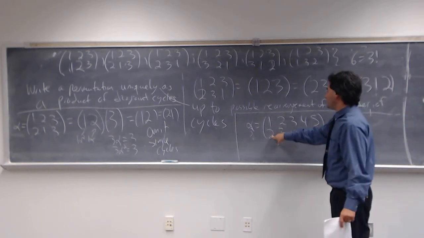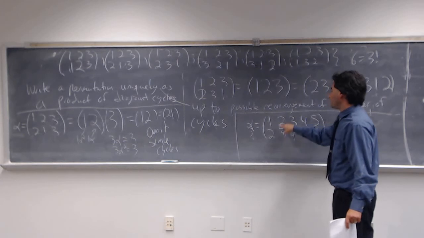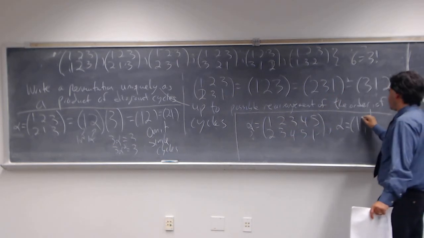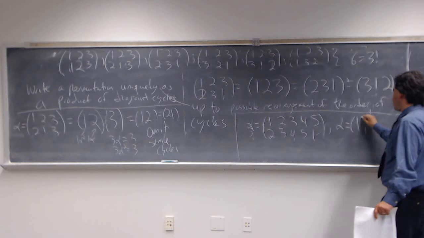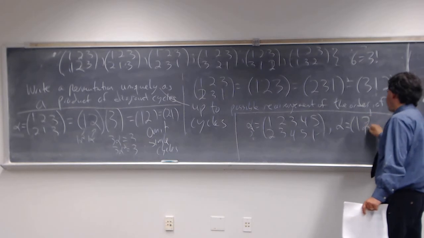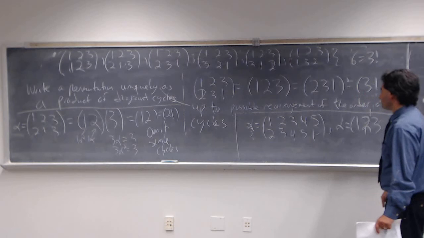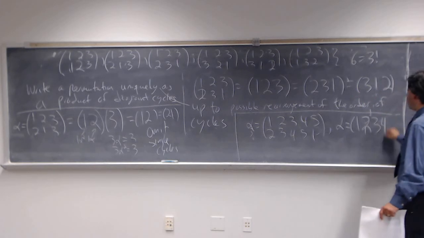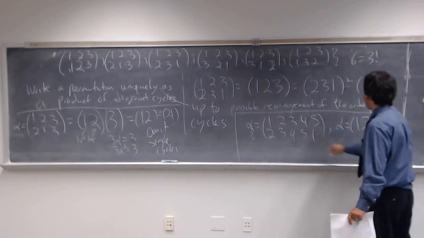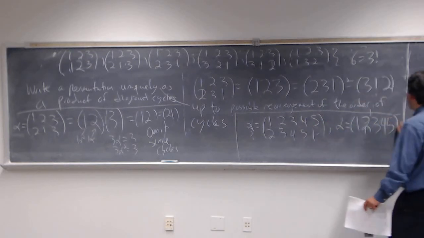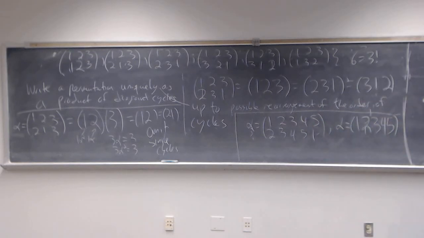1 would be mapped to 2. What happens to 2? 2 is mapped to 3. So we write 1, 2, 3. 3 is mapped to 4. 4 is mapped to 5. 5 comes back around and is mapped to 1. So alpha has a representation as a single cycle.